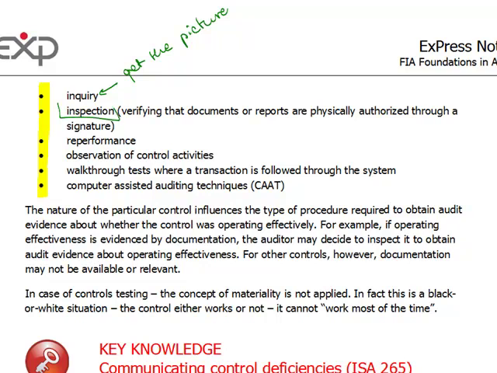Well, first you can inspect documents. That's where you're looking for evidence of authorizations. Usually documents that are authorized are signed, so you're looking for that signature. You can re-perform some control activities. So that may happen when you have one person calculating something, the other person checking the calculation.